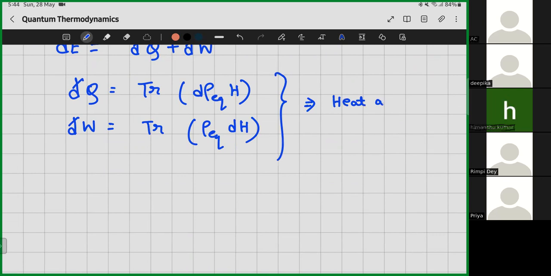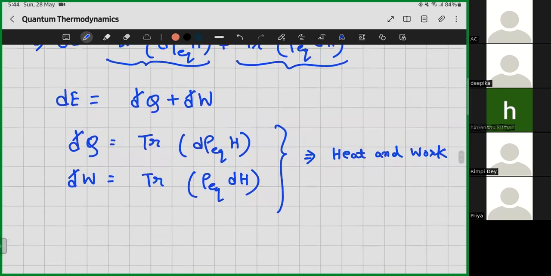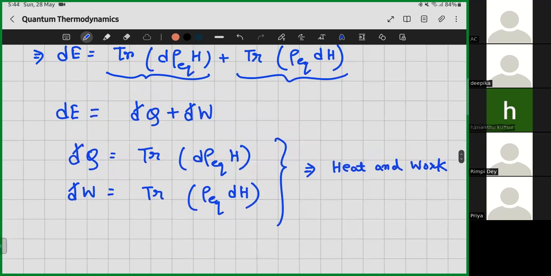This is some type of, this does not mean that d cross q equals this or d cross w equals this. Okay, now we can think that if we provide heat to any system, then population will change essentially. So that means the heat should be related with the change of population. That's why this term is related with the heat, and the rest term should then be the work.